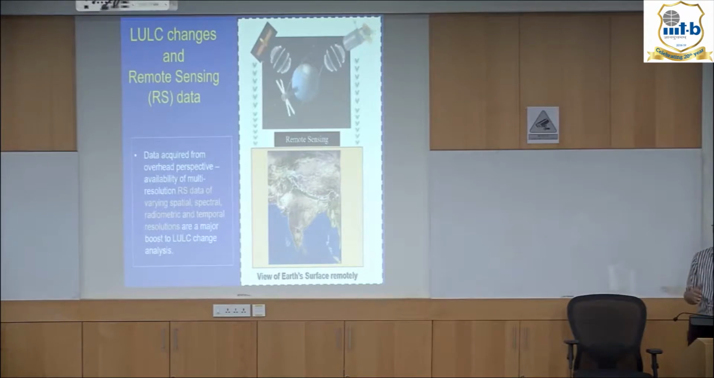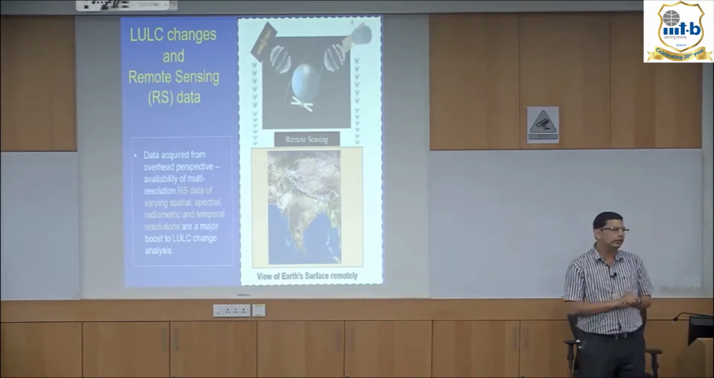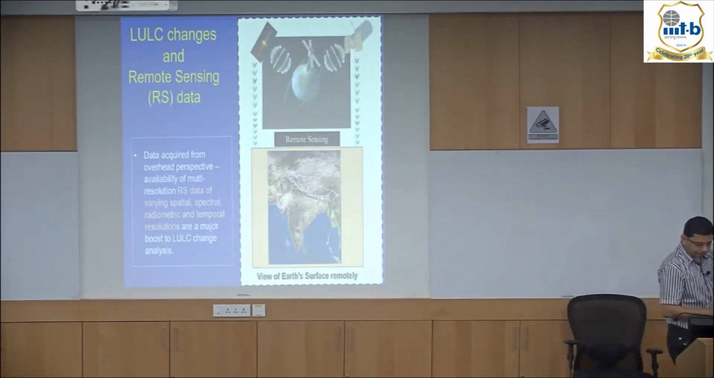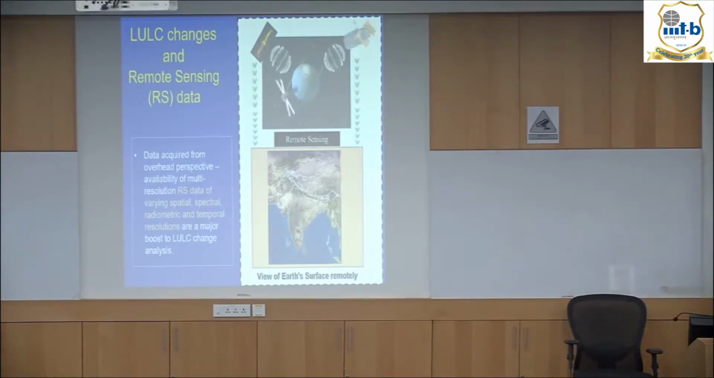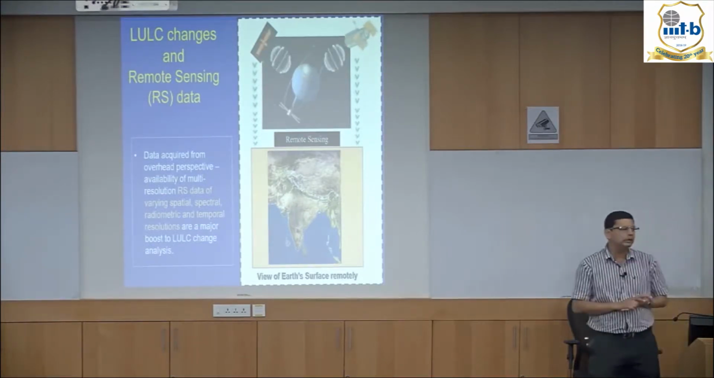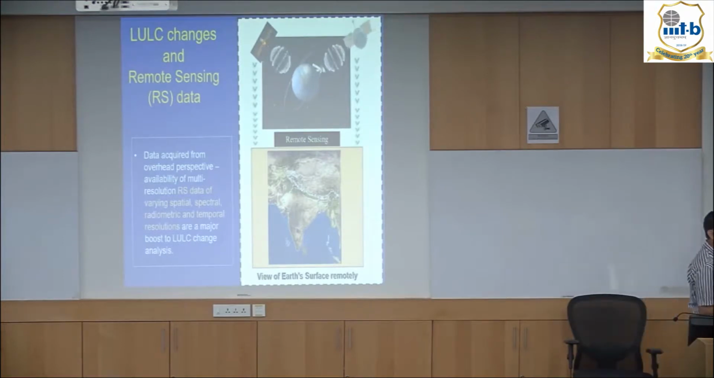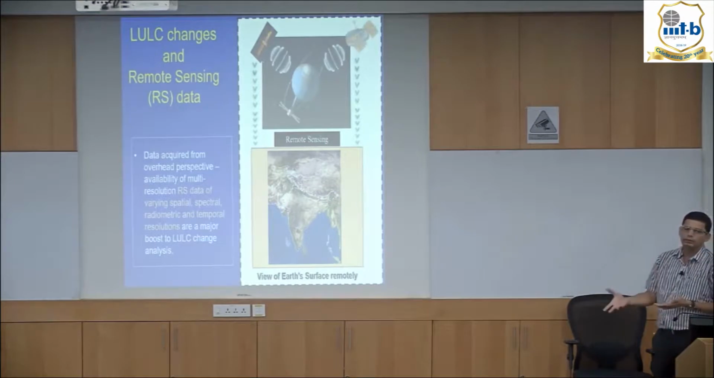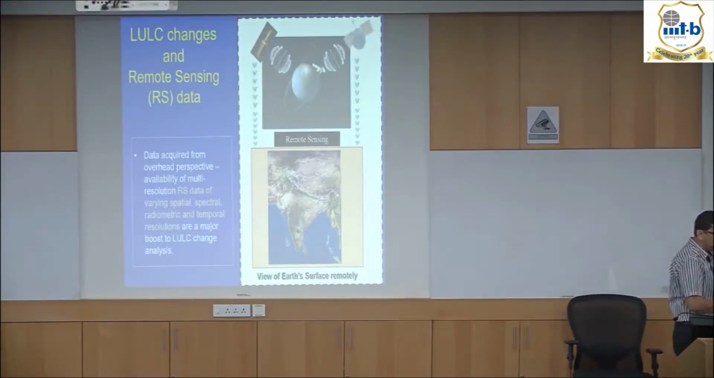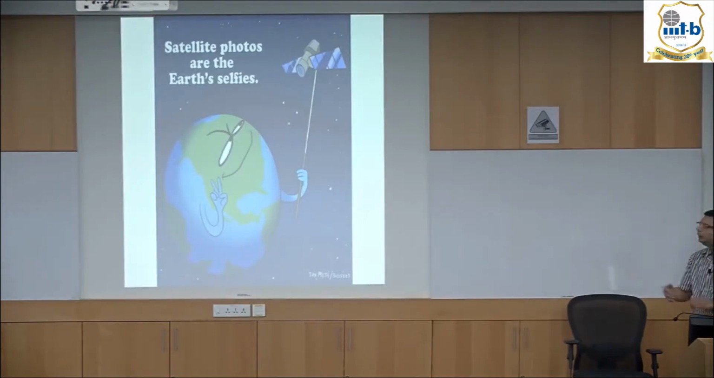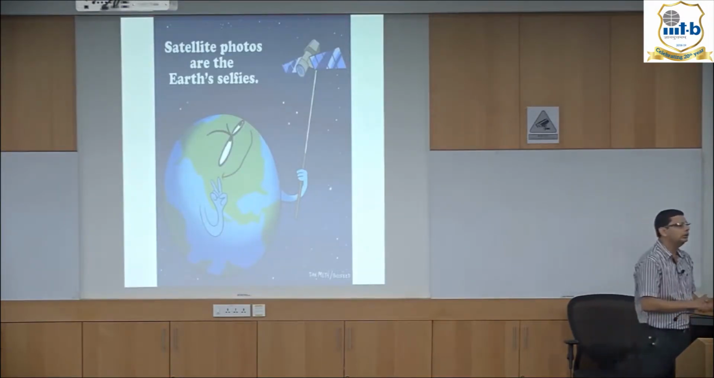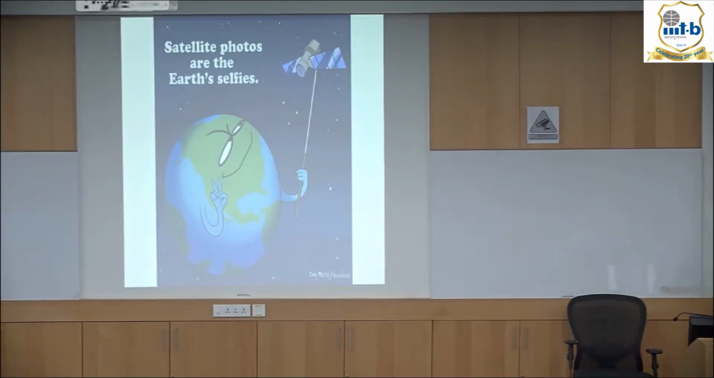For India, NRSC, the National Remote Sensing Center, located at Hyderabad, is the agency where all the data is captured and stored, and then subsequently distributed to all the stakeholders. There are four special properties of the data which we often take into account to work on any algorithm or any problem. These are spatial, spectral, radiometric, and temporal. To simplify, remote sensing is something like taking selfies of the Earth itself.